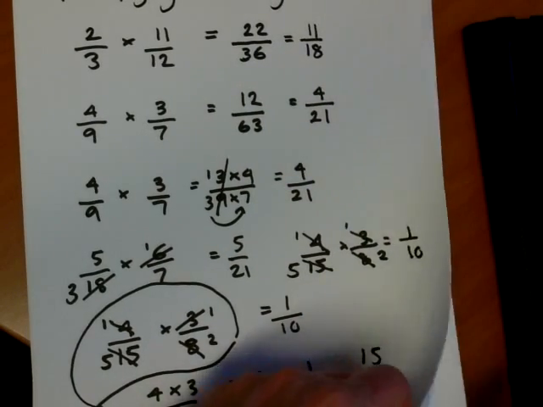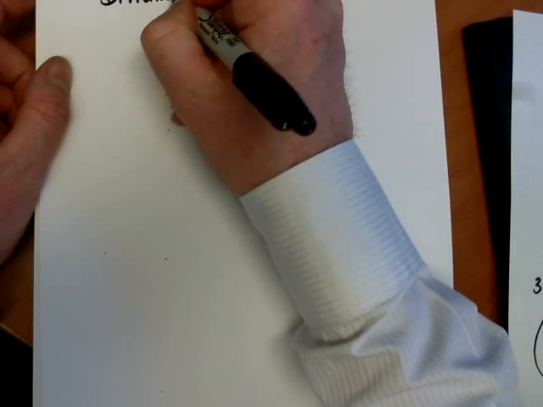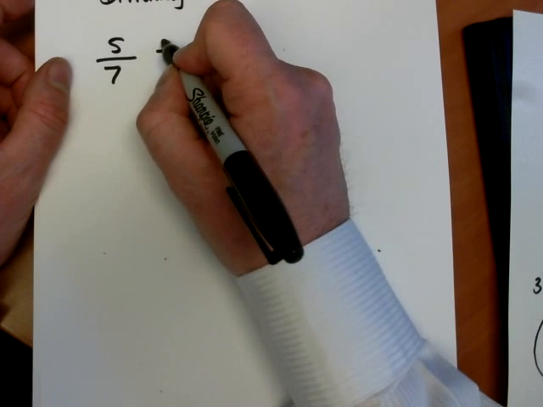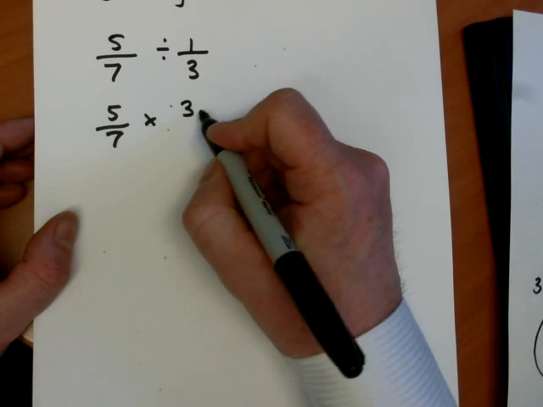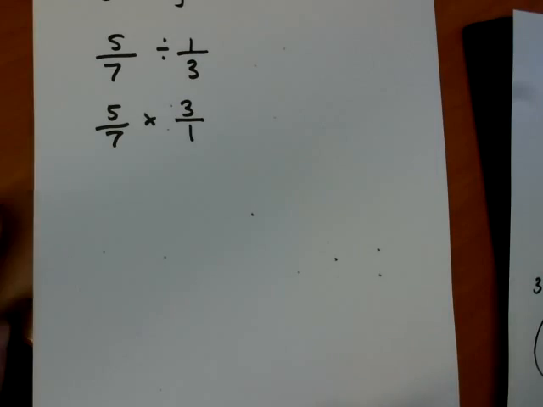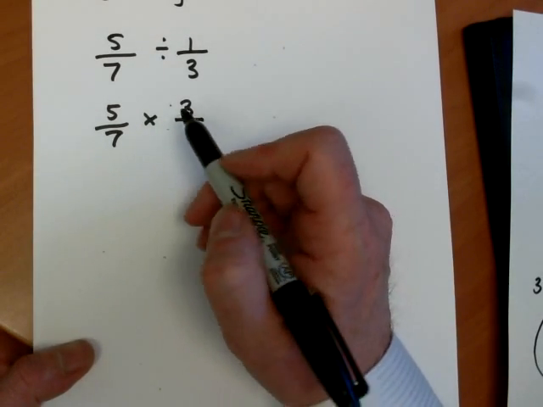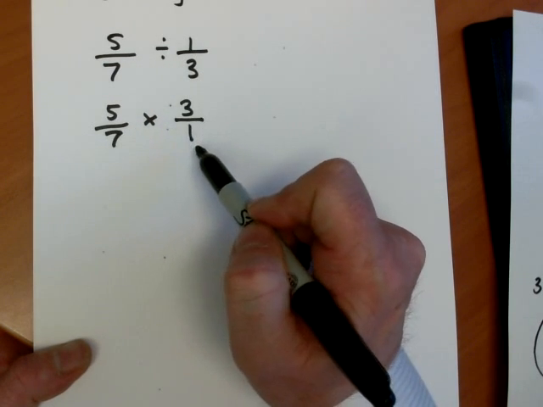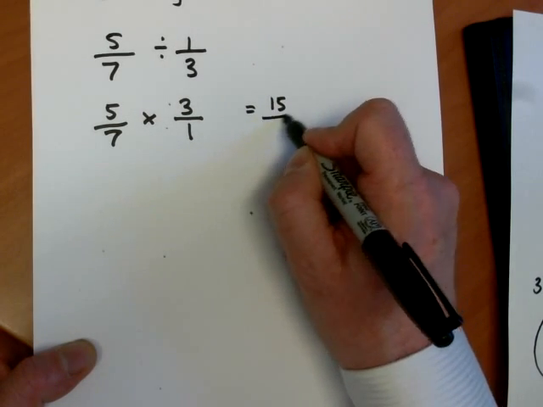There's just one thing we have to do that is different when we divide. If I'm dividing 5/7 divided by 1/3, then I have to change it into a multiplication, and I always turn the second fraction upside down. So that's what is different when we divide. 5/7 divided by 1/3 is exactly the same as 5/7 times 3 over 1. So 5 times 3 is 15, and 7 times 1 is 7.